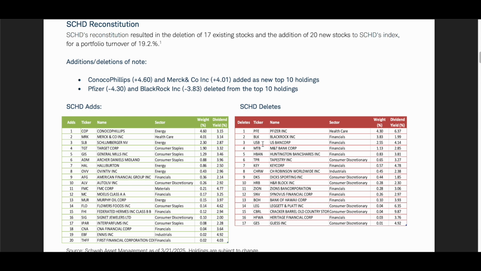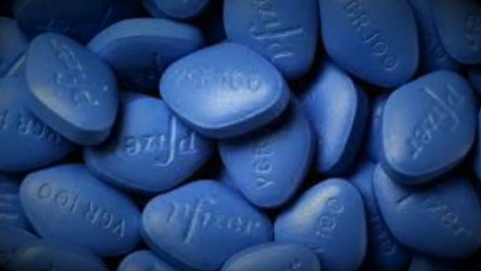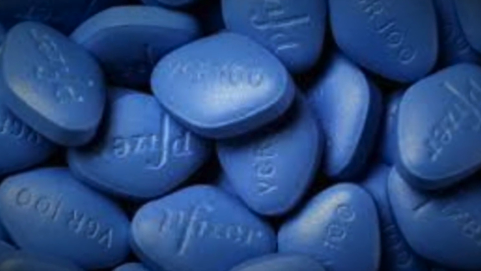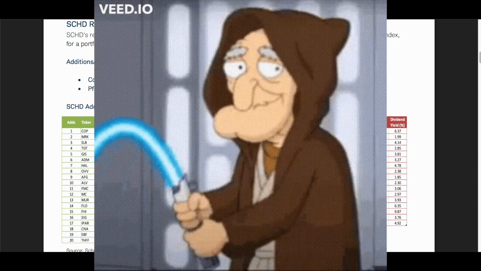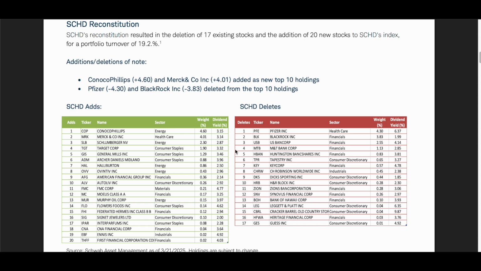The biggest one is Pfizer. It used to be 4.3% of the fund, and now it has completely disappeared. You'd say the blood of Pfizer is no longer flowing into SCHD. Man, I'm glad that Pfizer's only out of SCHD and not permanently out of our lives, right? So that's a big blow in the pharmaceutical industry.